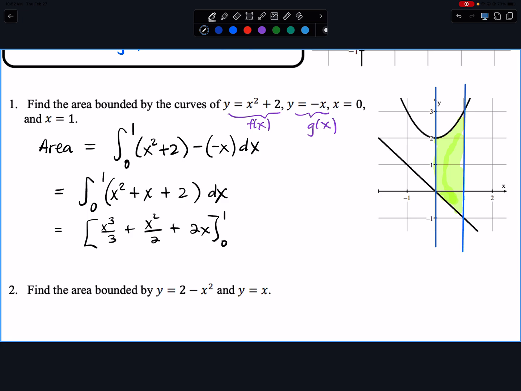Now notice that all these have an x, right? So when I plug in a 0, what are all these going to become? 0. So do we really care about the 0? We really just have to plug in 1. If I plug in 1, what's 1 cubed? 1, so 1/3. Plus, 1 squared is 1, over 2, so plus 1/2. Plus, if I plug in 1, this becomes 2. You guys are calculus students, so I'm assuming you know how to add fractions. But if you add all these together, you get 17/6.